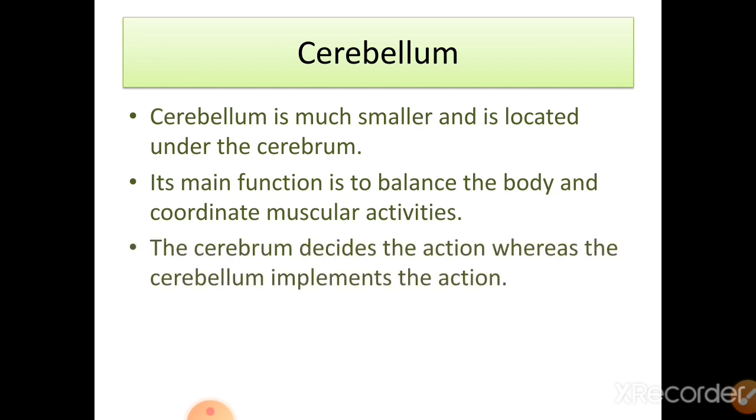So its main function is to balance the body and coordinate muscular activities. The cerebrum decides the action. You think with the cerebrum, isn't it? Whereas the cerebellum implements the action. That means all the body movements and the balance are controlled by the cerebellum. So the cerebellum gets affected by alcohol. That means your movement of the body gets affected because alcohol directly affects the cerebellum. If the cerebellum does not function, there is no balance.